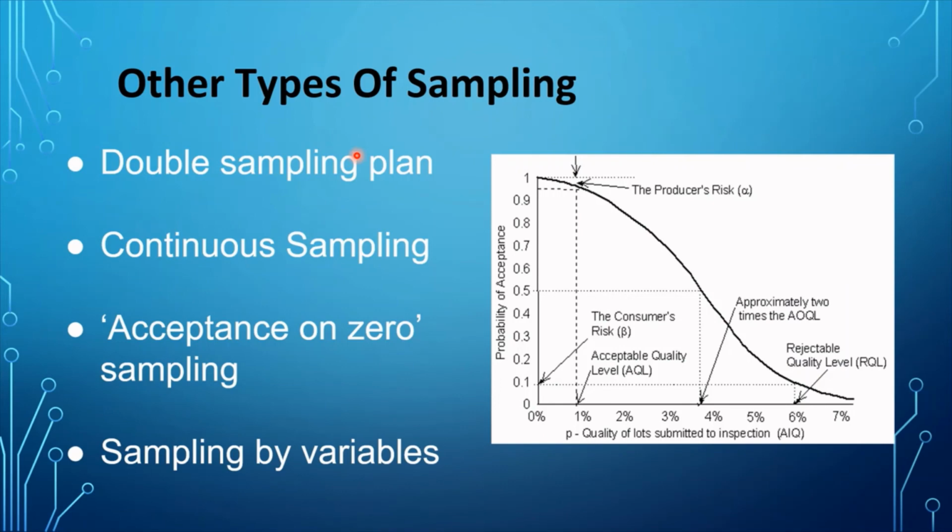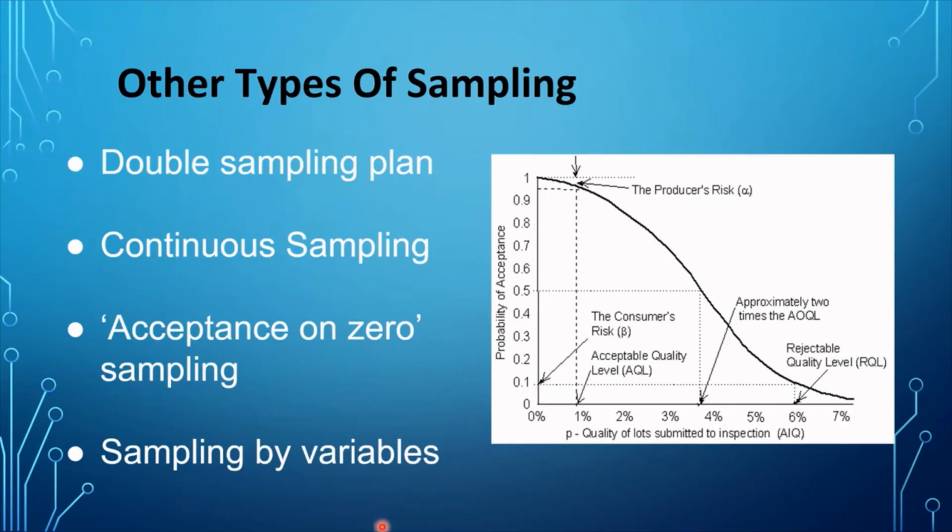Then there are some other types of sampling as well, such as double sampling plan, which is used when the acceptable quantity cannot be found with the help of a single sample. Then there is continuous sampling, which is used while making nylon threads and chocolate bars. Then there is acceptance on zero sampling. So some importers who are sensitive to legal litigation by their customers or who have high quality standards accept batches only if no defective unit is found. So this is common in industries such as automotive or pharmaceutical.